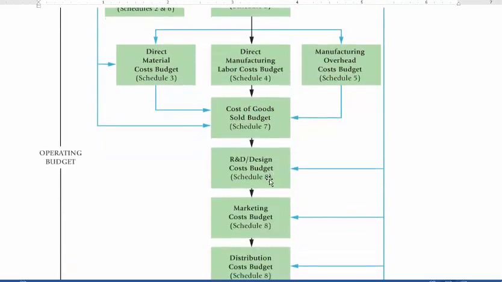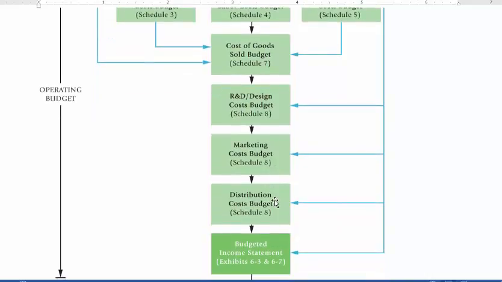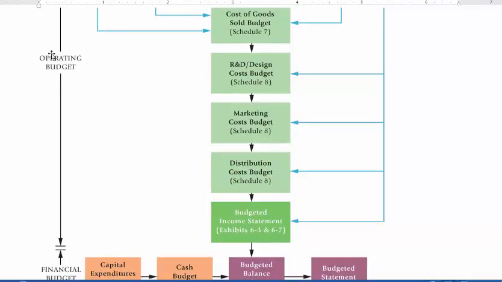We'll also put together a research and development and design cost budget, our marketing cost budget, our distribution cost budget. All of these items are definitely going to show up as expenses and cost on our income statement. Okay, so we've got to get those done, and then we can finally put together our budgeted income statement. Again, all of these are operating budgets and schedules, and notice that the operating budget, the last item here, is the budgeted income statement.